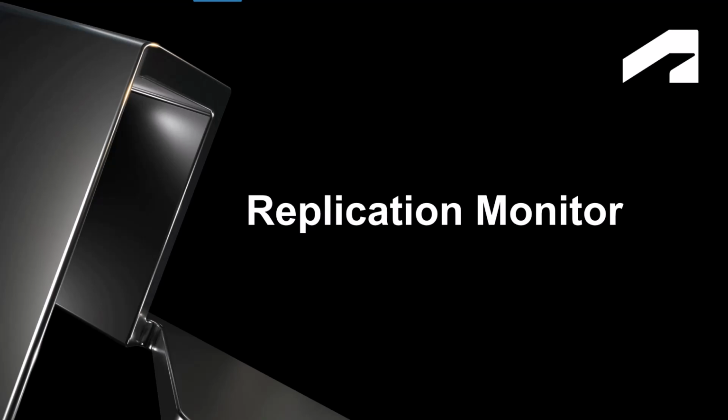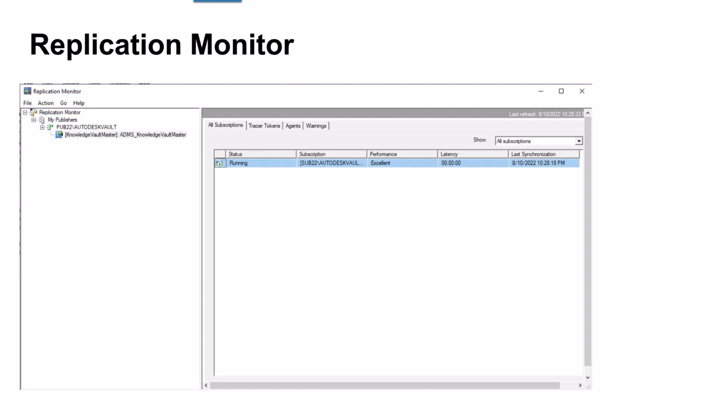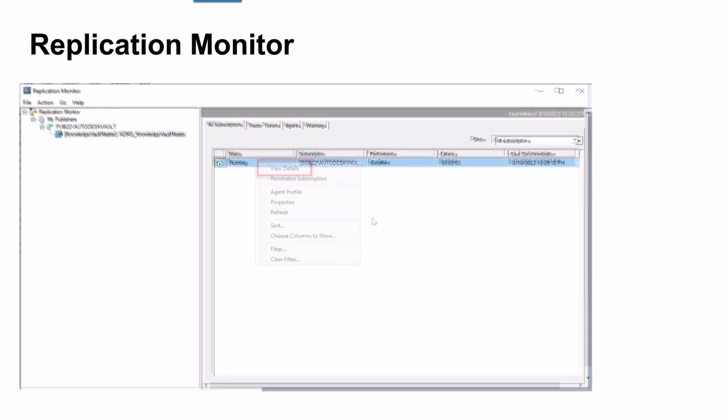Replication monitor. So if we right-click on a publication, we have this option to launch Replication Monitor. Replication Monitor is a useful tool that can tell you the status of replications. It's useful for information and for troubleshooting. After resizing, you can see some useful information. It shows the status of the replication, its name, the performance, the latency, and the last time it was synchronized.